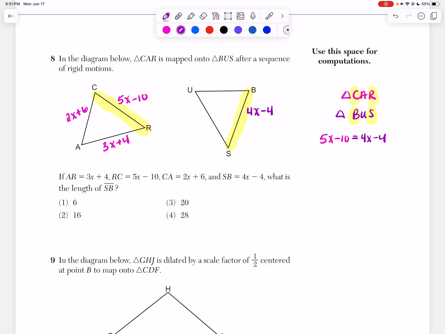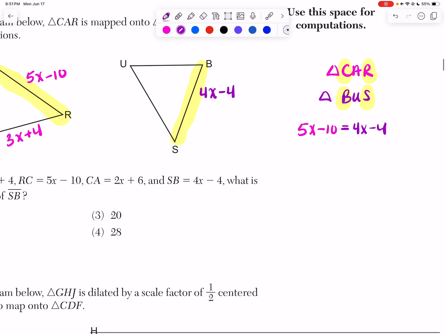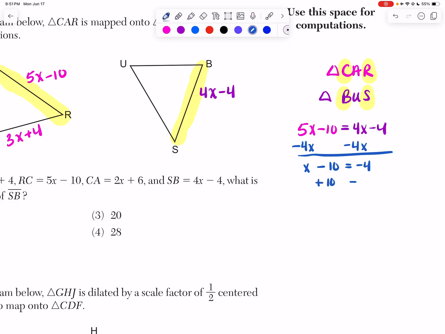Now when we solve this equation, we're going to want to get our x's on one side and our numbers on the other. So I'm going to subtract 4x from both sides of my equation. 5x minus 4x just gives me an x. Now I have my minus 10 equals negative 4. Now to get x by itself, we're going to add 10. And when I do negative 4 plus 10, I do get 6.